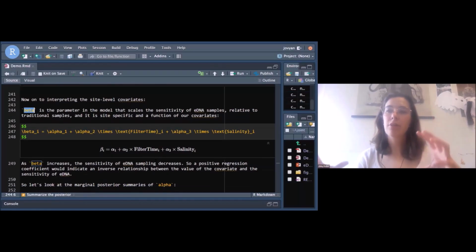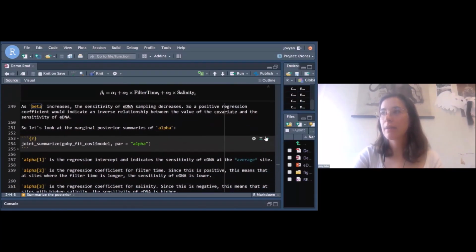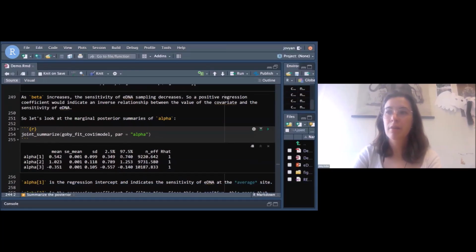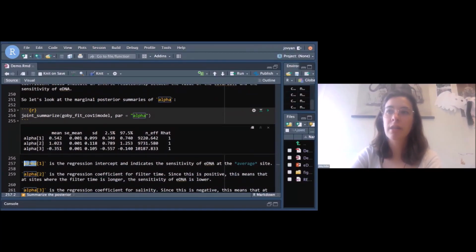In the way that this linear regression is in the model, beta is in the denominator. So as beta increases, the sensitivity of eDNA sampling decreases. A positive regression coefficient would indicate an inverse relationship between the value of the covariate and the relative sensitivity of eDNA. We can summarize the posterior for the different alpha coefficients and intercept. Again, we have the mean, credibility interval, effective sample size, R hat. And alpha 1 is the regression intercept, and this indicates the sensitivity of eDNA at the average site.